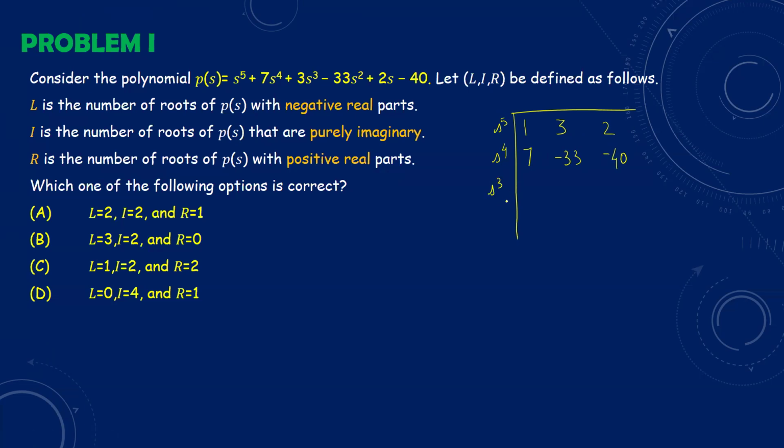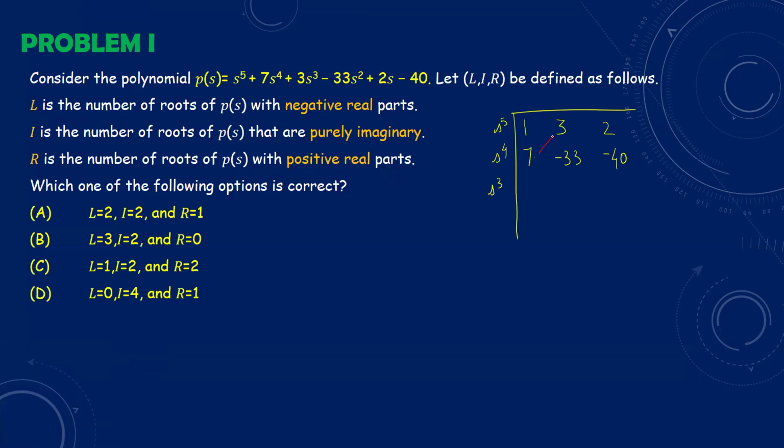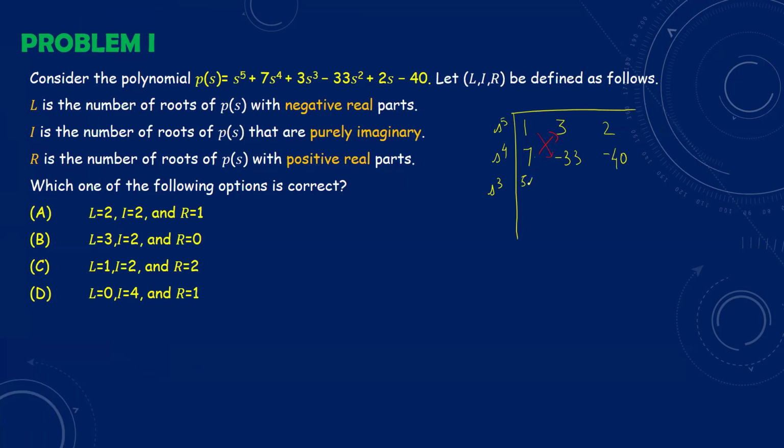So to form the S cube row elements, we can calculate: 7 into 3 minus 33 by 7. So that is nothing but 54 by 7. Again, 7 into 2, 14, minus of minus 40, again 54 by 7. Okay, so let me simplify the row elements as 1, 1. The same row elements became 1, 1.